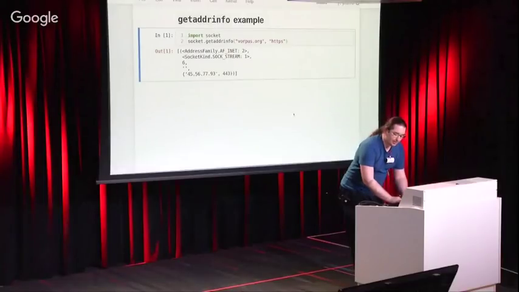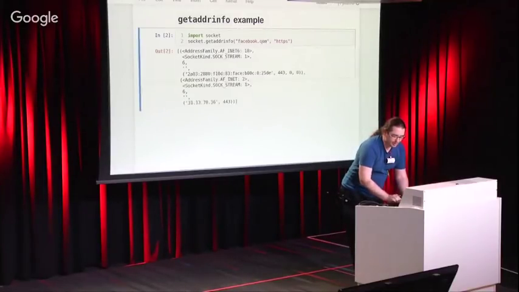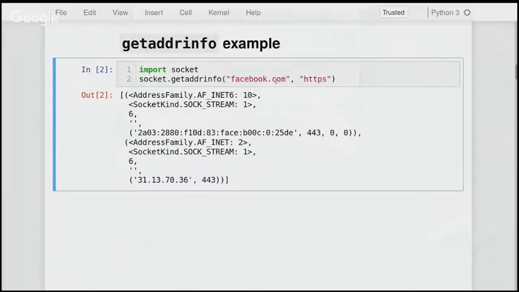But sometimes something more complicated happens. Like say we're going to Facebook, right? Now, it's actually giving us two options here. So we could either configure like this and then use this address. Someone's been having a bit of fun here. Or we could configure like this and use this address.